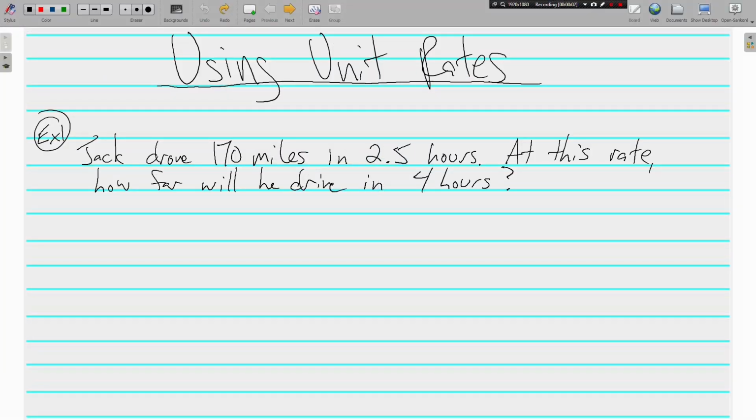Tipton, and today we are using unit rates to find answers to problems. There's no real notes, no vocabulary, no procedures that we need really, so let's just dive into some examples here.